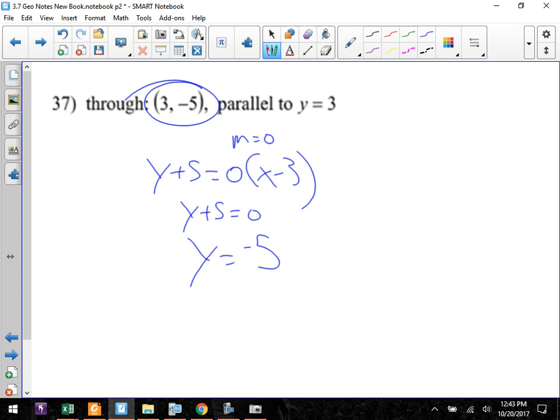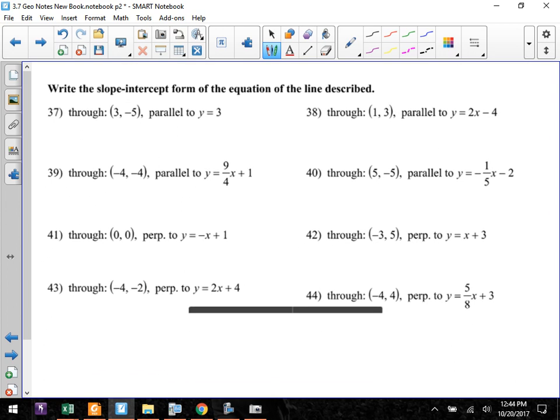What else did you want to look at? Is that the one with the nasty fraction? No, it's not.